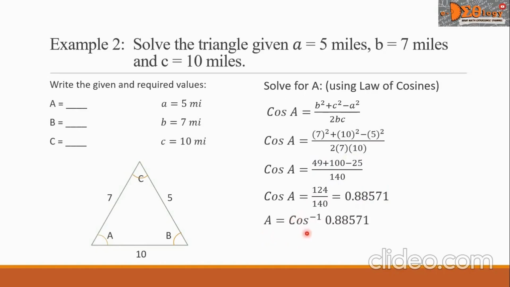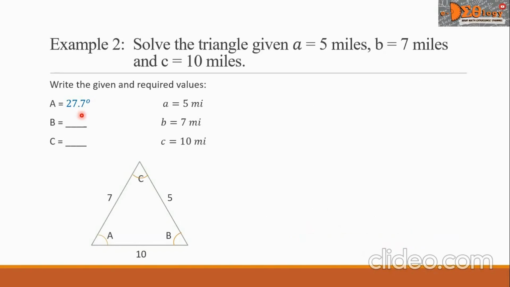Angle A equals cosine inverse of this decimal value. So we must use calculator in degree mode, and the value of angle A is 27.7 degrees. Let us copy this value opposite angle A on this side. So let us go to solve for B, again using law of cosines.